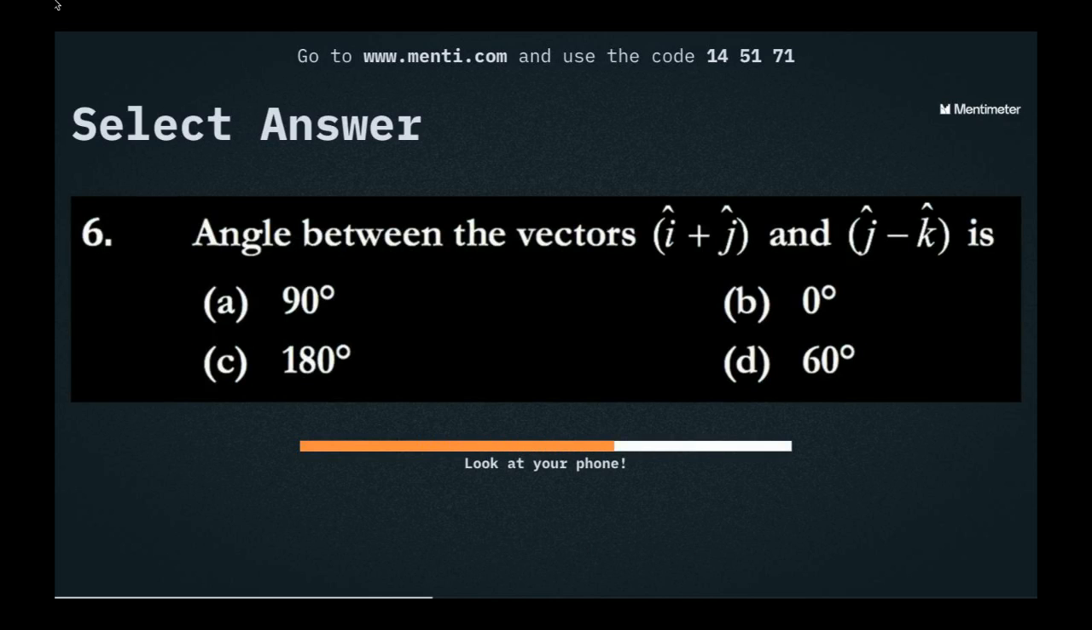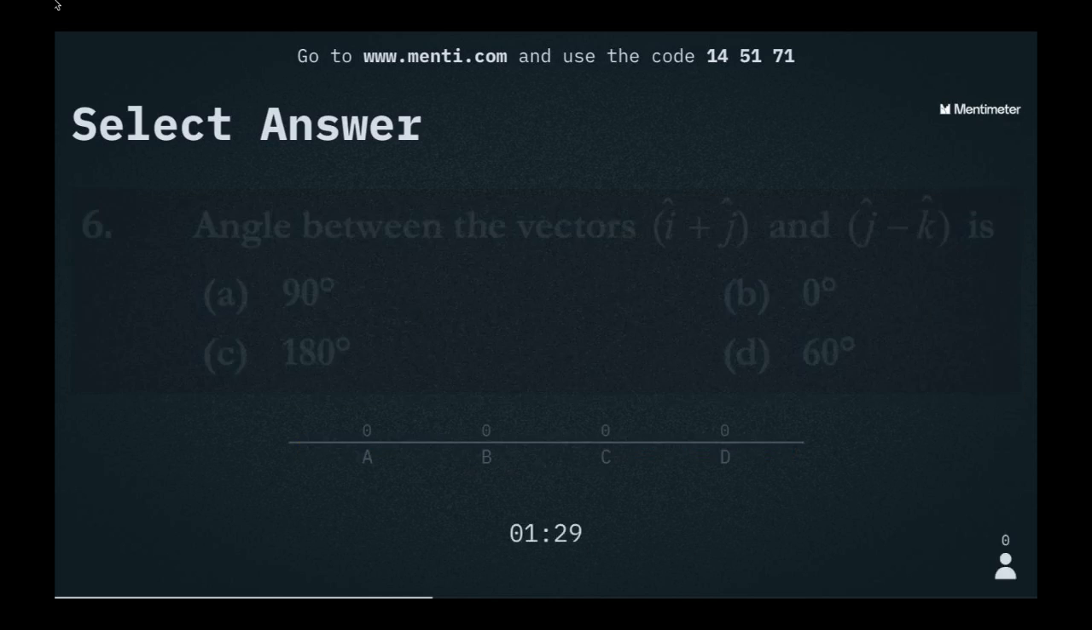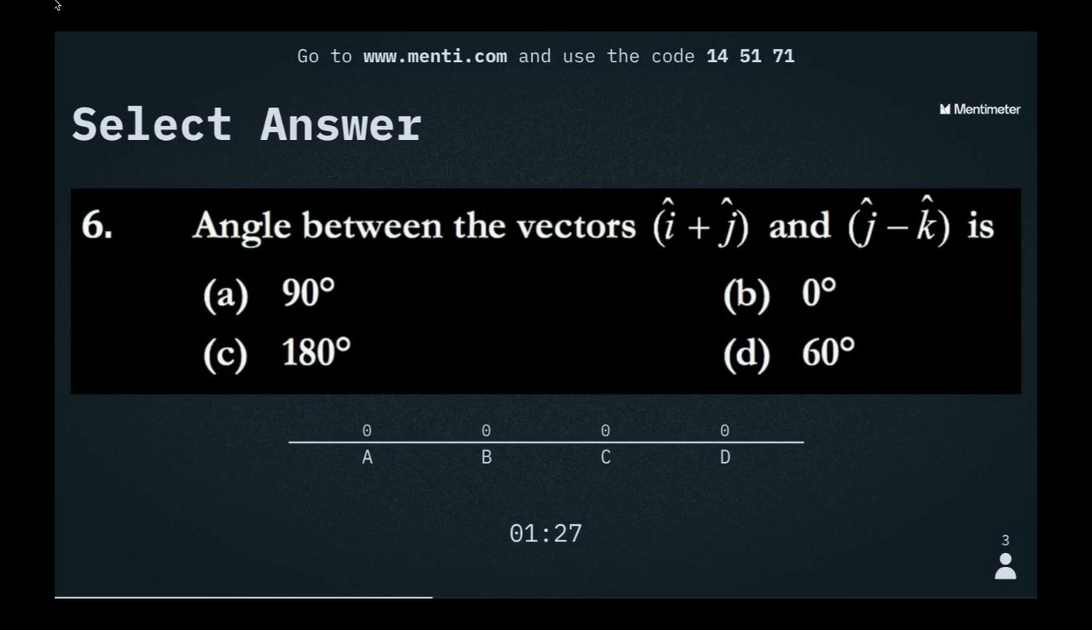The angle between the vectors i plus j and j minus k is... you have the formula for the angle between the vectors. Don't get impatient. Apply the formula. Get the answer. You will feel good. You will really feel good.